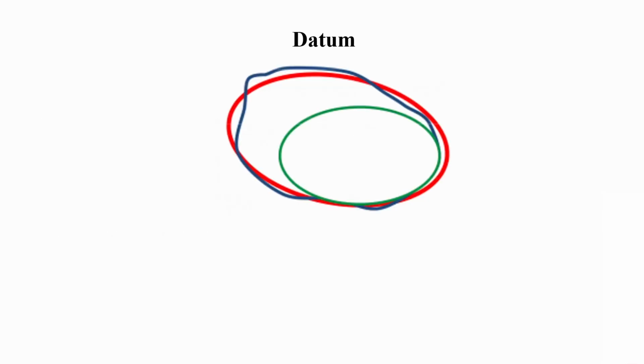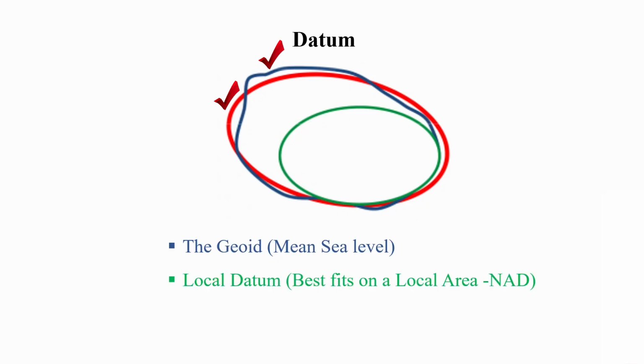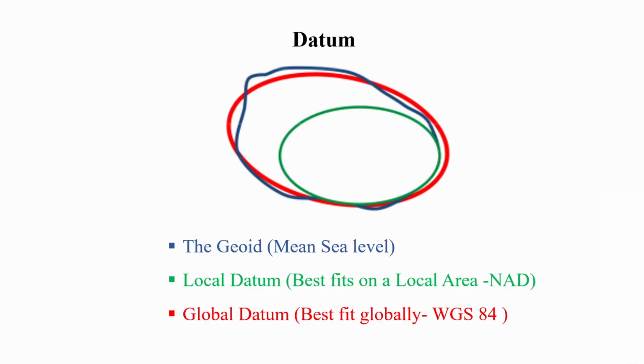So, this picture you can understand clearly. That blue color represents the shape of the earth, that red color is the datum, and that blue color is the geoid, mean sea level, then local datum. It fits the local area, and the red color is the global datum. So, datum is nothing but a reference point to measure that area. Actually our earth is geoid shaped.